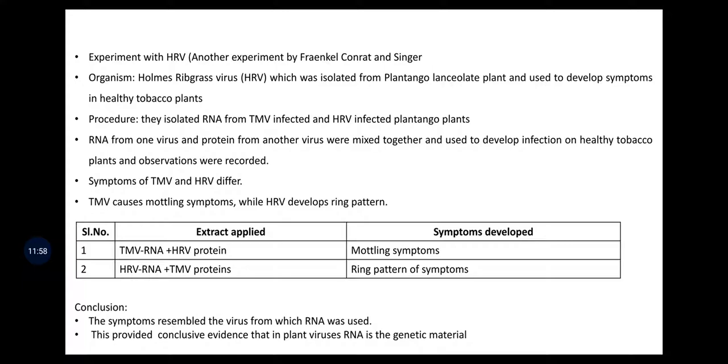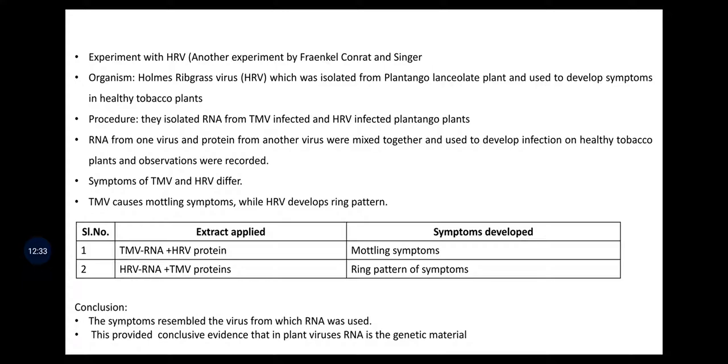One more experiment is there, on HRV, that is Holmes ribgrass virus. This experiment was also conducted by Frankel, Conrad and Singer. They again used the same plant, tobacco, because for ribgrass virus also, tobacco is a host. Here they have taken two viruses which are single stranded RNA viruses, and RNA is the genetic material in that particular virus.